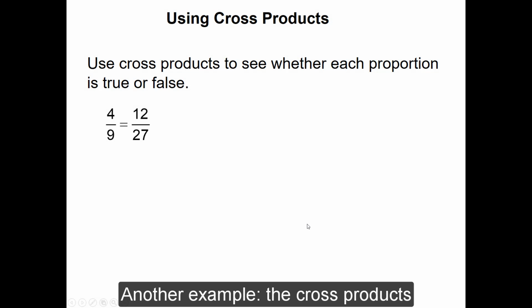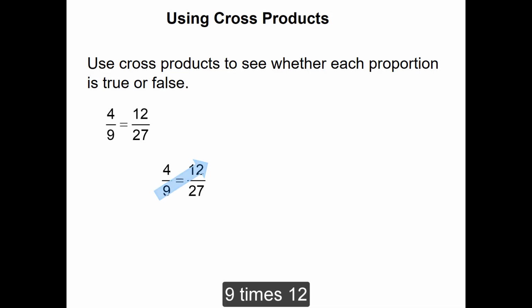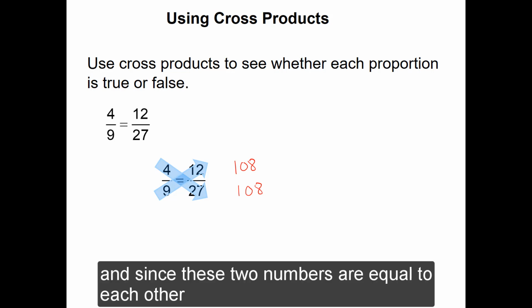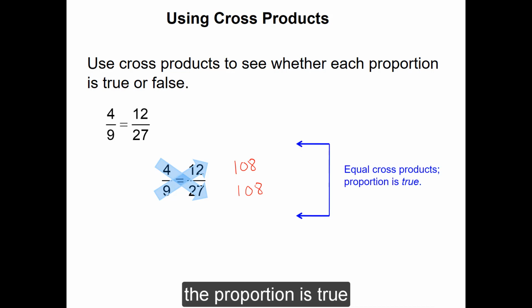Okay, let's do another example to see if this is in fact a valid or true proportion. So let's do the cross products. 9 times 12 is equal to 108, and 4 times 27 is also equal to 108, and since these two numbers are equal to each other, the proportion is true.